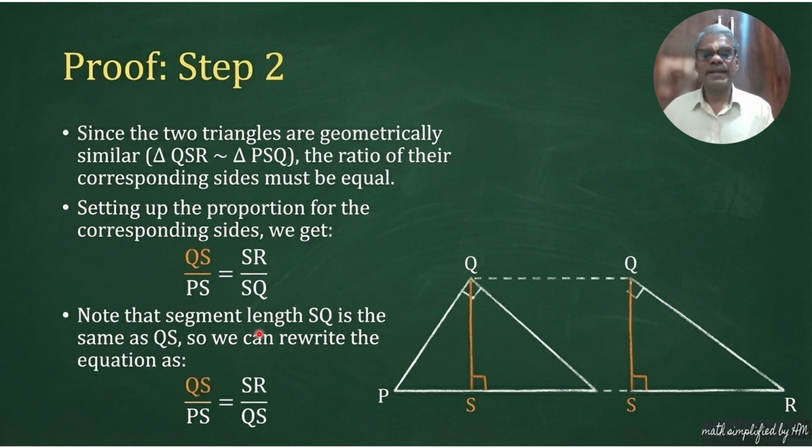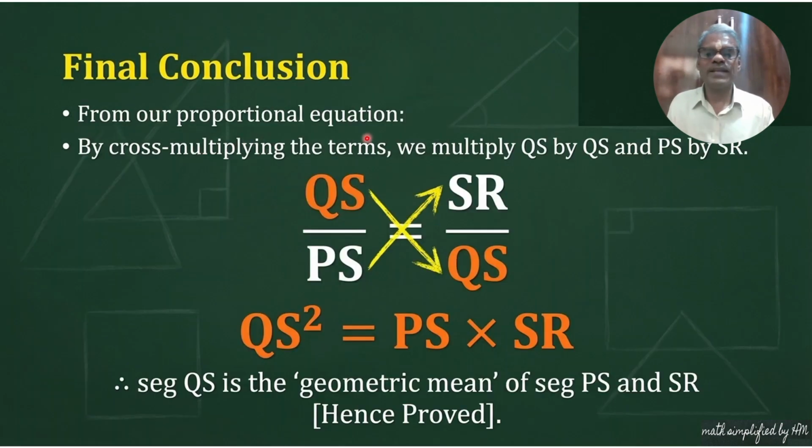Note that segment length SQ is the same as QS. So we can rewrite the equation as QS upon PS is equal to SR upon QS. From our proportional equations, by cross multiplying the terms, we multiply QS by QS and PS by SR. We get QS square is equal to PS into SR. Therefore, segment QS is the geometric mean of segment PS and segment SR, hence proved.